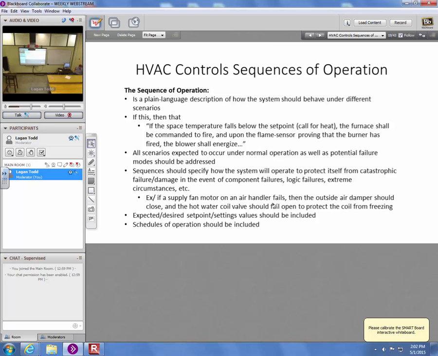coil. So if the unit is not running, you need to have your outside air damper closed, and typically a heating valve would go open.